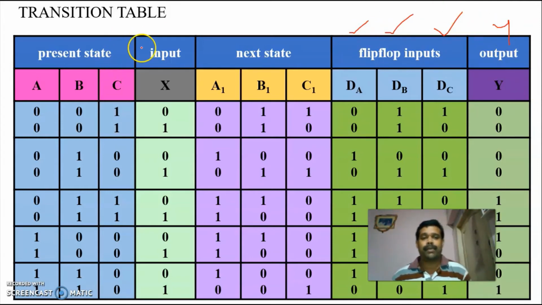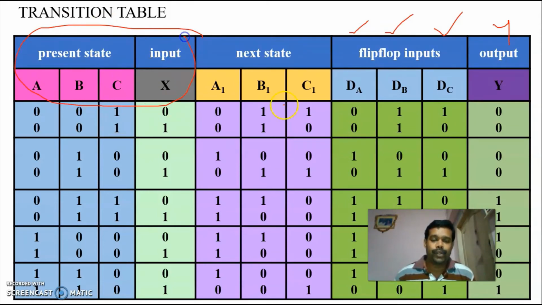Now in this problem, the inputs are A, B, C, and X. Forget about the next state. You have to consider the present state and input. So when you consider the present state and input, totally you will get four variables, that is A, B, C, and X. So you have to draw K maps for DA, DB, DC, and Y. So you have to draw four variable K maps.